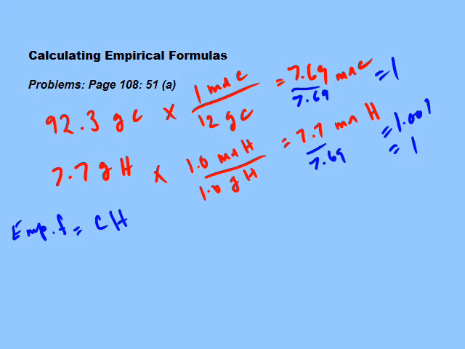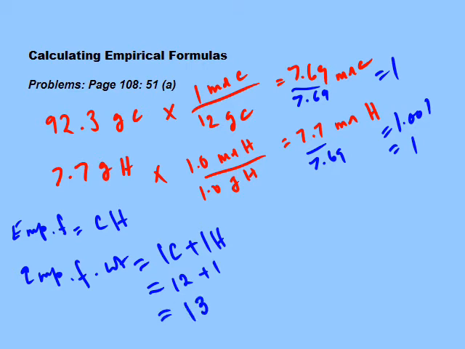In order to get the molecular formula, I need to get the empirical formula weight. So the empirical formula weight equals 1 carbon plus 1 hydrogen, and you can look up these numbers in the periodic table. Those are the bottom values, that means under the symbol carbon. Again I round it off. So 12 is for carbon and 1 for hydrogen, and that gives me 13.